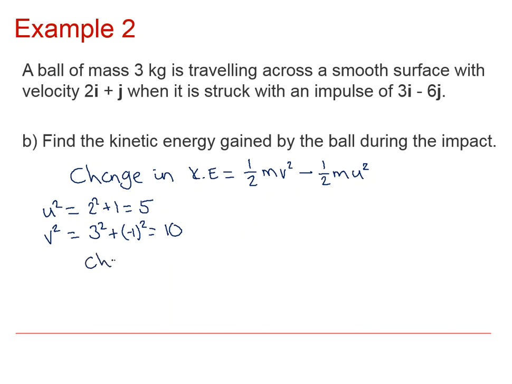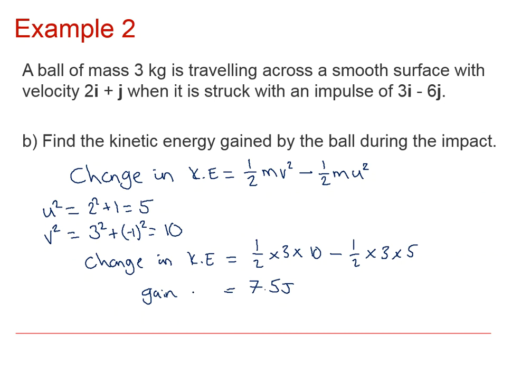So if we now substitute those in, we've got our change in kinetic energy is a half times our mass times 10, subtract a half times our mass times 5, which means our gain in kinetic energy is 7.5 joules. It's a gain because it is a positive value.